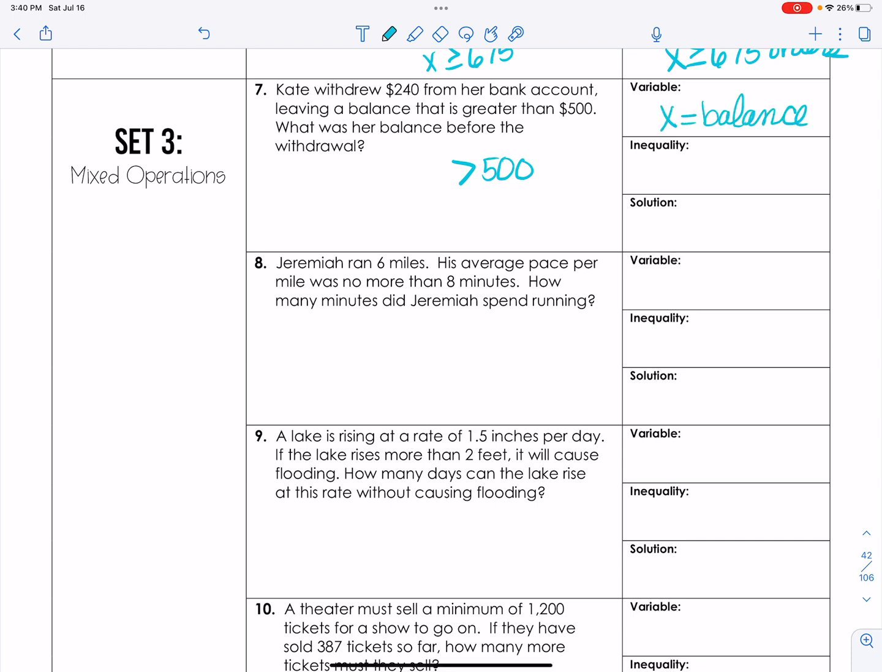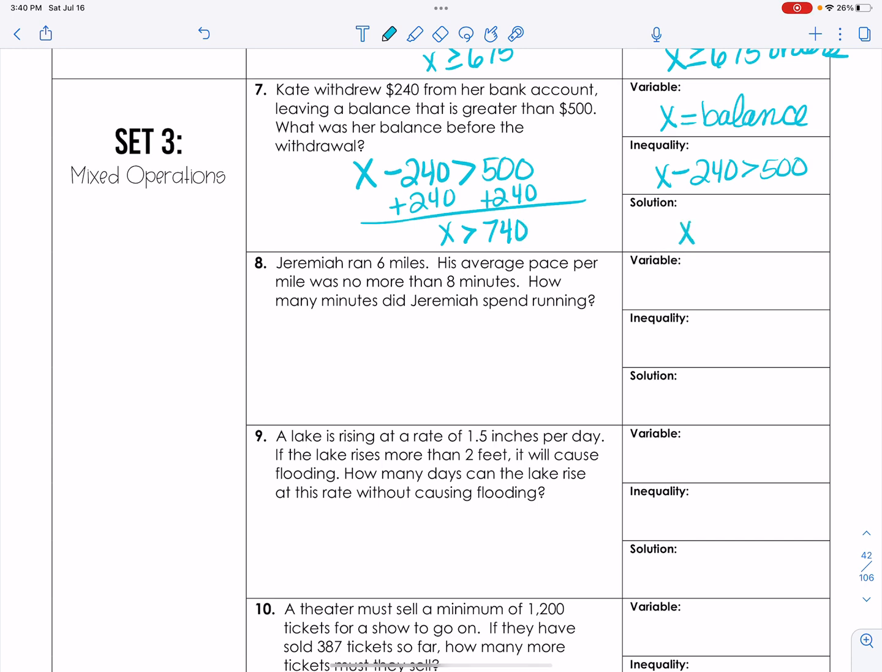Okay, so it says she withdrew $240. We don't know what the balance is, but I'm taking out $240. So what did the balance have to be if I want more than 500? I would do the opposite operation, and I'm going to add 240 to both sides. Oh, my inequality is this. And so my answer is 740. It has to be bigger than 740 for this to work.